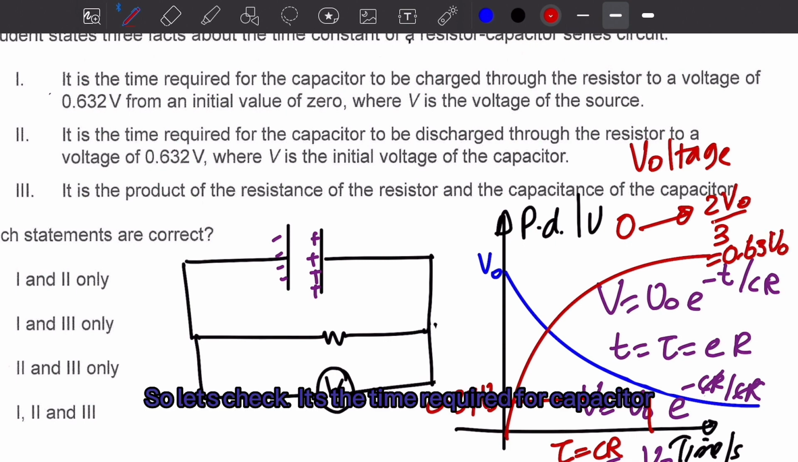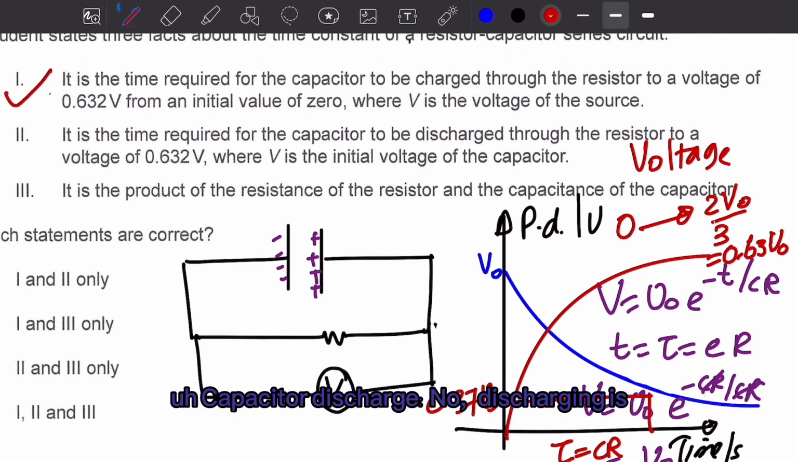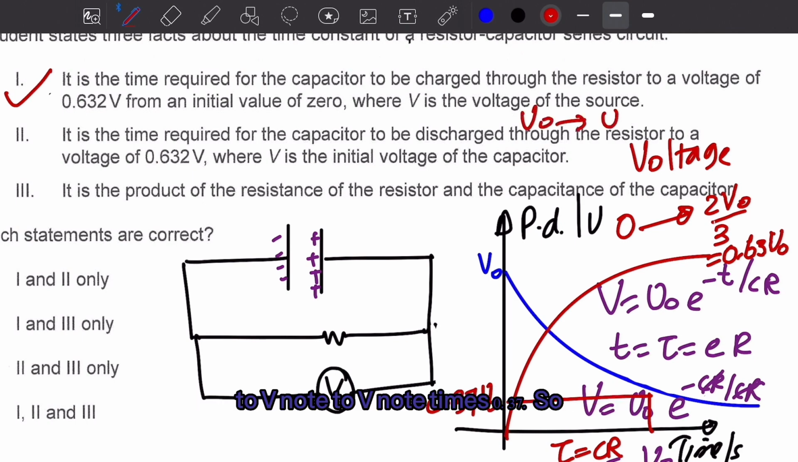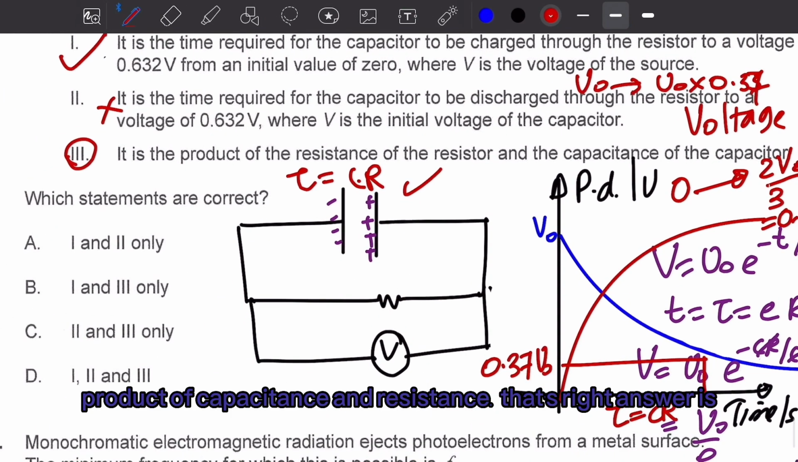So let's check: is the time required for the capacitor to charge through the resistor to a voltage of, this is right. Discharge, no, discharging is V naught to V naught times 0.37. So this answer is wrong. And the time constant is the product of capacitance and resistance, that's right. Answer is B.